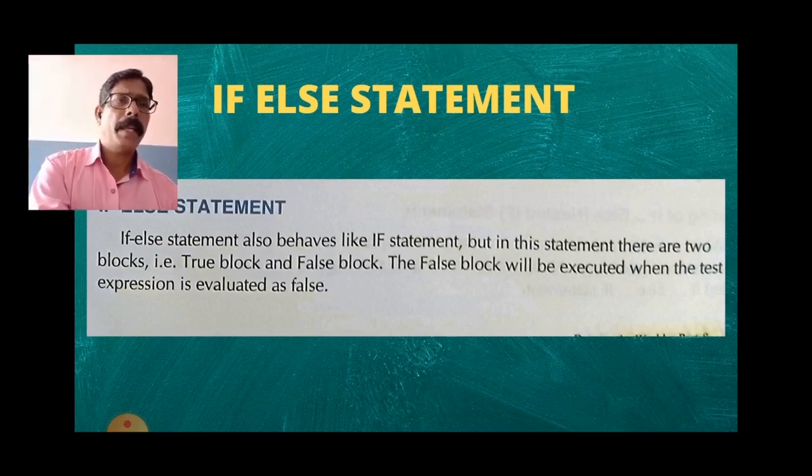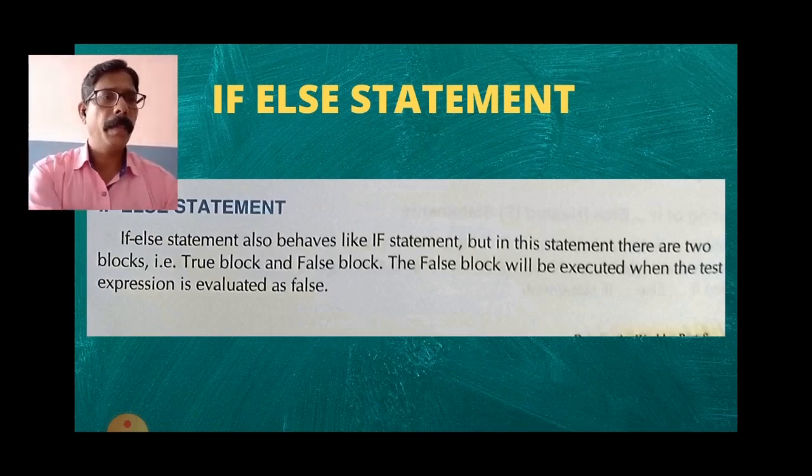The false block will be executed when the text expression is evaluated as false. If else means when the statement is false, the false block will be executed, otherwise the true block will continue, and finally the program will be terminated.